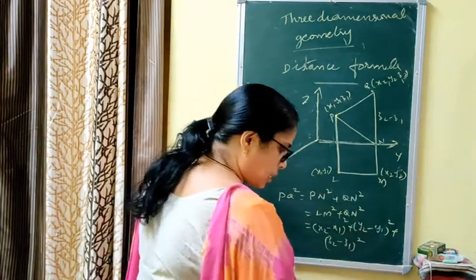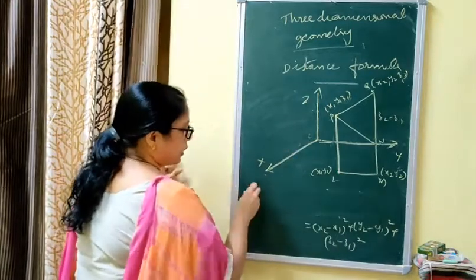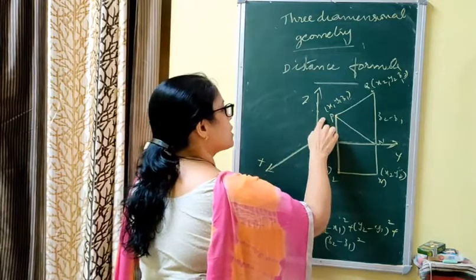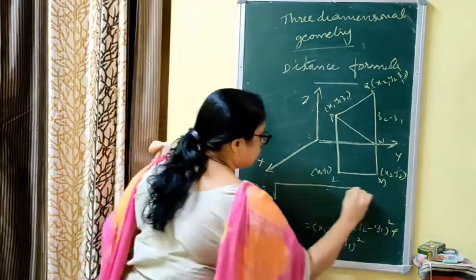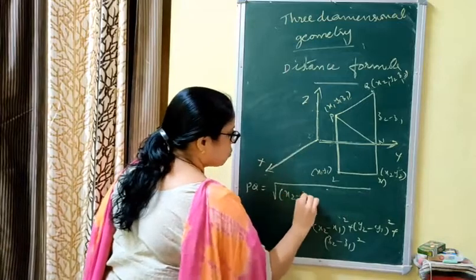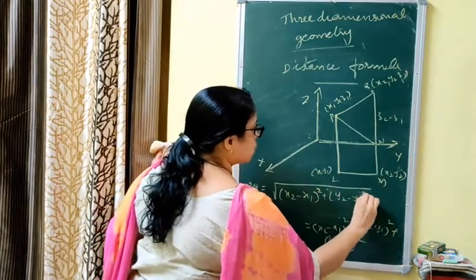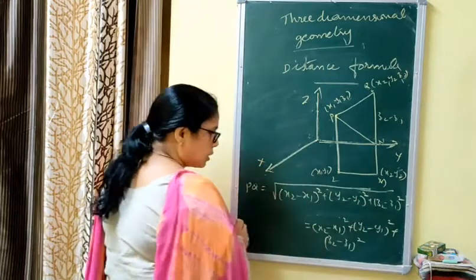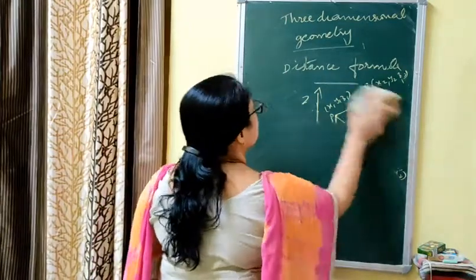This is the distance formula. If you take the square root, you will get PQ, the distance between two points in space whose coordinates are given as (x1, y1, z1) and (x2, y2, z2), which is the square root of (x2 minus x1) whole square plus (y2 minus y1) whole square plus (z2 minus z1) whole square. This is the distance formula. Now let us do some questions based on the distance formula.